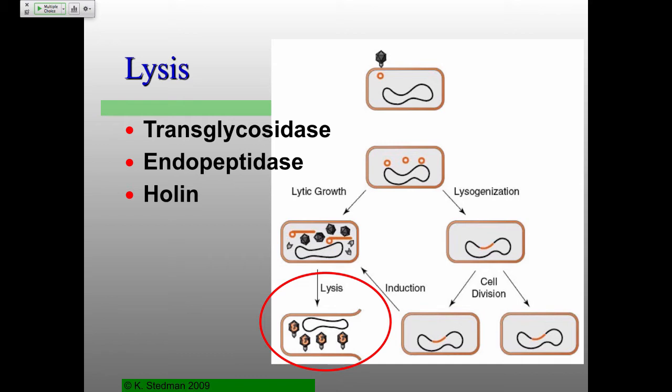If you make too much of the holin protein too early, you release too many unfinished particles. If you wait too long with this, you end up really increasing your burst size, which may or may not turn out to be useful for replication.